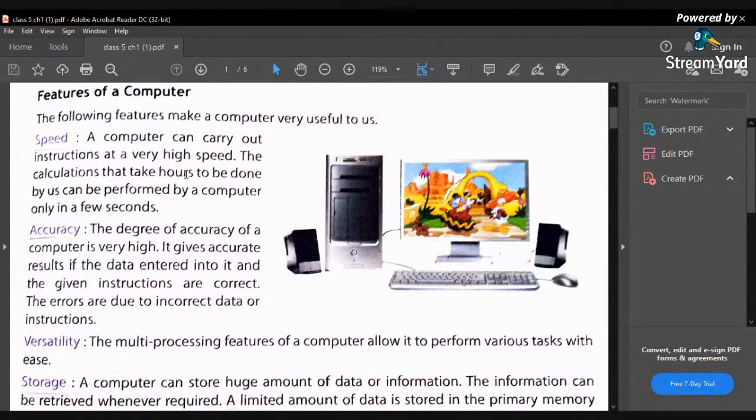Accuracy. The degree of accuracy of the computer is very high. It gives the accurate result if the data entered and the instructions given are correct. Student, when you give instructions to the computer, instructions mean the orders which you give to the computer, and that is called instructions.